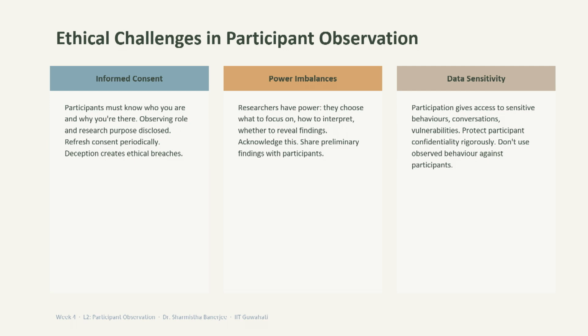Data sensitivity. Participation gives access to sensitive behaviors, conversations, and vulnerabilities. That is always the case whenever you are doing ethnographic research. You have to protect participants' confidentiality rigorously. Don't use observed behavior against the participants in any way, not even when you are trying to elicit information from others. You have to anonymize it. Let's say I want to understand why this person's approach to weaving is different. I can say that in my previous research I had observed this kind of behavior, this kind of activity.